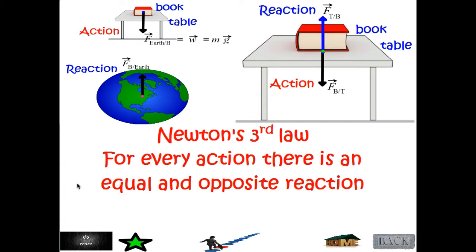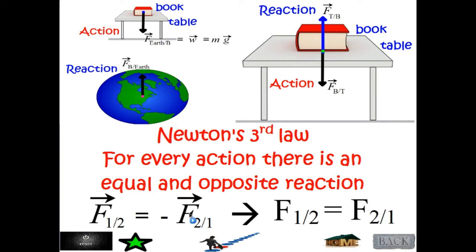So Newton's third law, or principle of interaction: for every action there is an equal and opposite reaction. And F1 on 2 as a vector equals minus F2 on 1 as a vector. Again, the minus sign represents that the two forces have different directions, while they have the same magnitude. F1 on 2 equals F2 on 1.